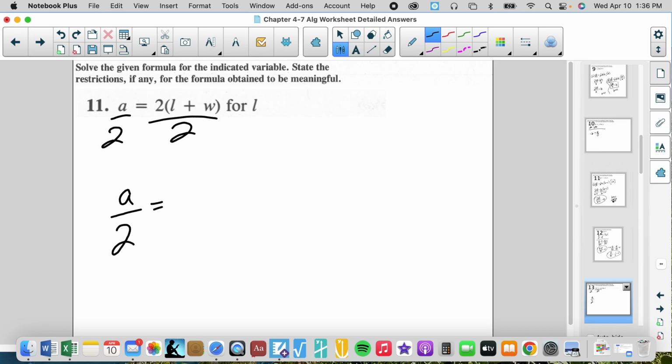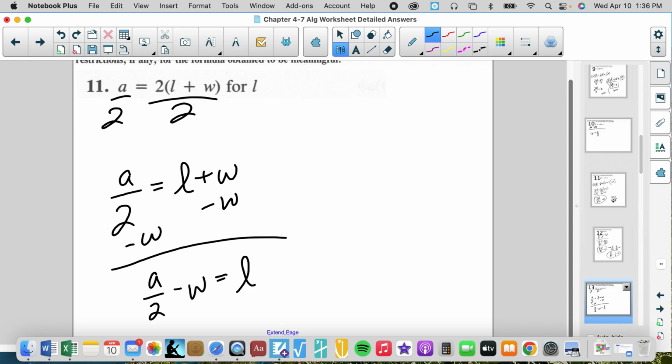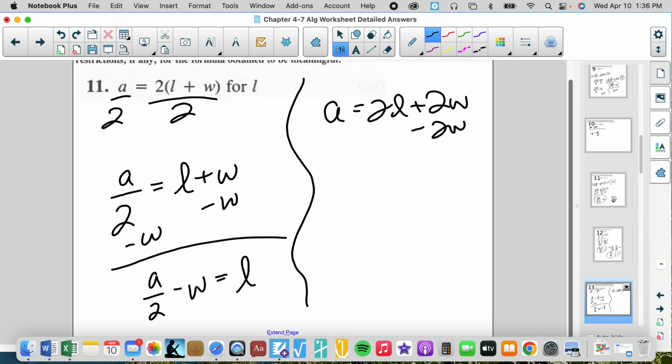So A divided by 2 equals L plus W. Chewbacca went home, and now we can isolate for L by subtracting W. So we get A over 2 minus W equals L. That's your best way. I wouldn't do this, because now you're doing this.